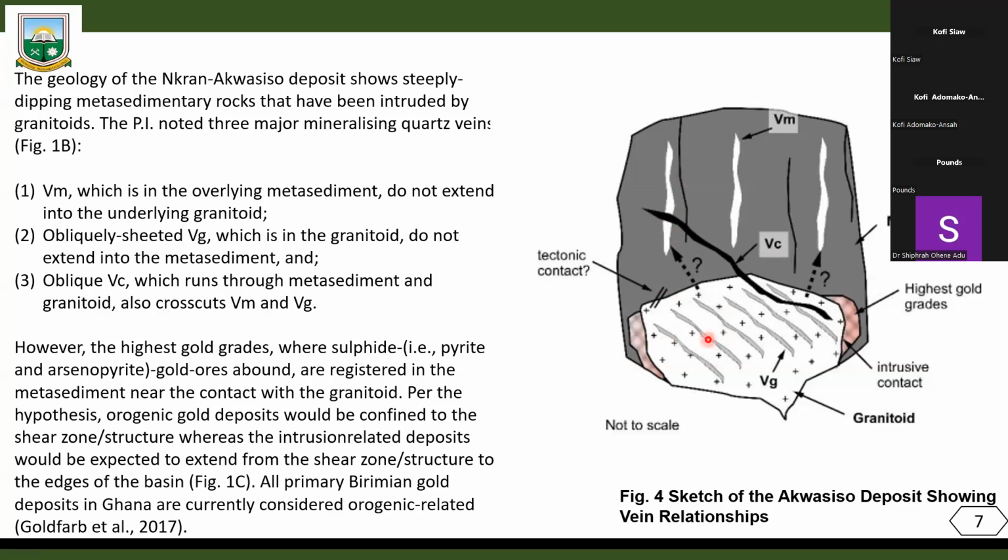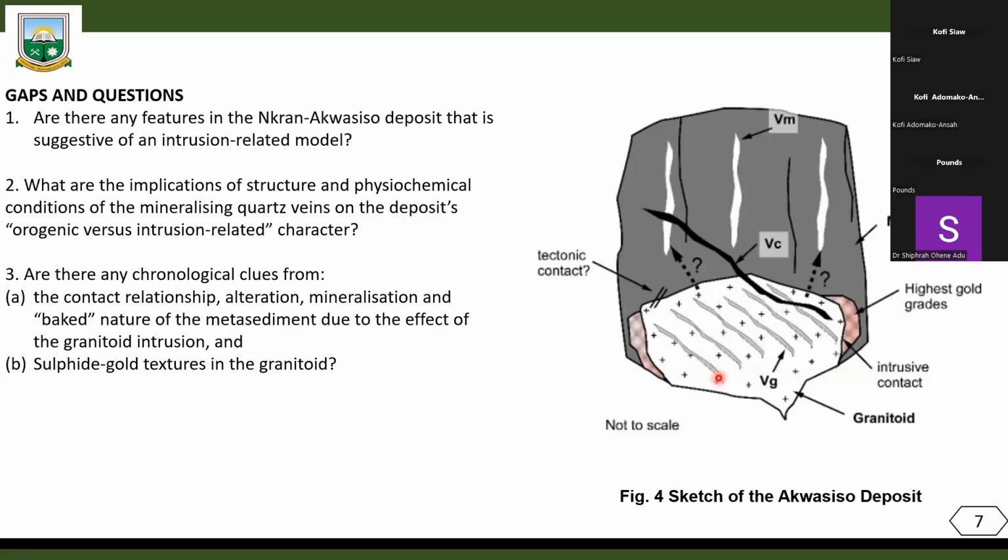So here came about the gaps and questions. Number one, although people are looking at this deposit as mainly an orogenic system, are there any features in the deposit that are suggestive of an intrusion-related model? Number two, what are the structural and physicochemical conditions that one can tap into or identify that can really clarify the orogenic versus intrusion-related character?